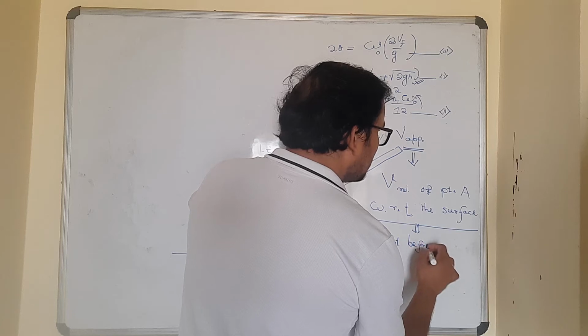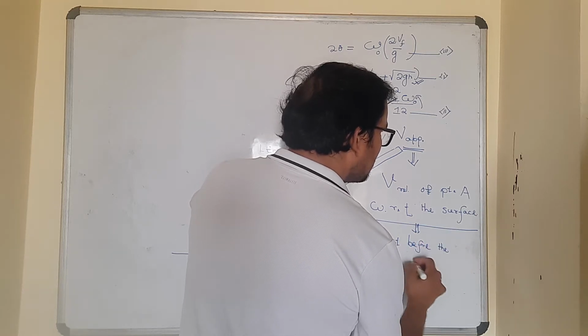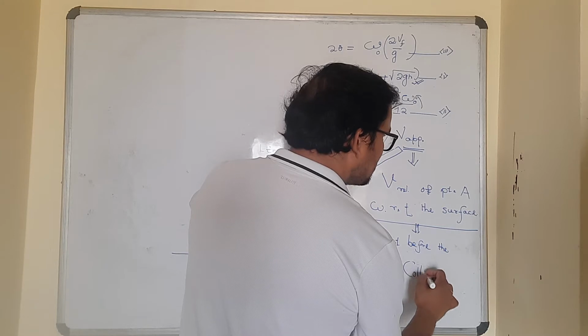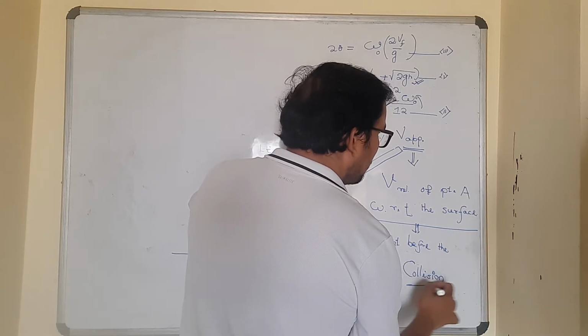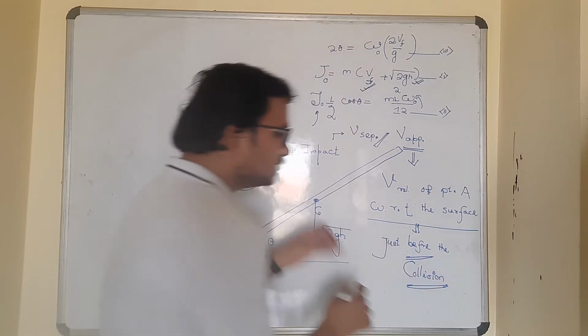Because we are calculating the what? We are calculating velocity of approach. Approach means it's common sense that it should be happening, it should be calculated before the collision. Before the collision, it will be approach.